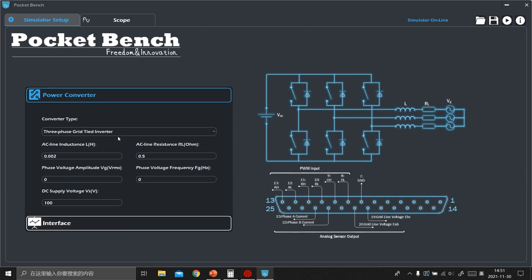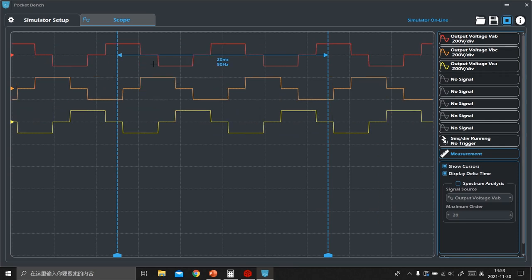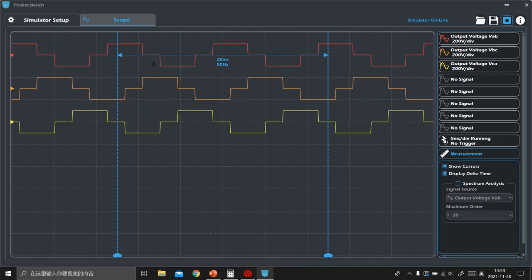Okay, so here we choose three-phase grid-tied inverter, but we set the amplitude and the frequency of the load AC source to 0. So the load only contains the inductor and the resistor. The line inductance is 2 mH, and the line resistance is 0.5 ohms. The input power supply is 100 volts. Okay, let's start the simulation. Then in the scope, we can see the stair waveform of the output line voltage.